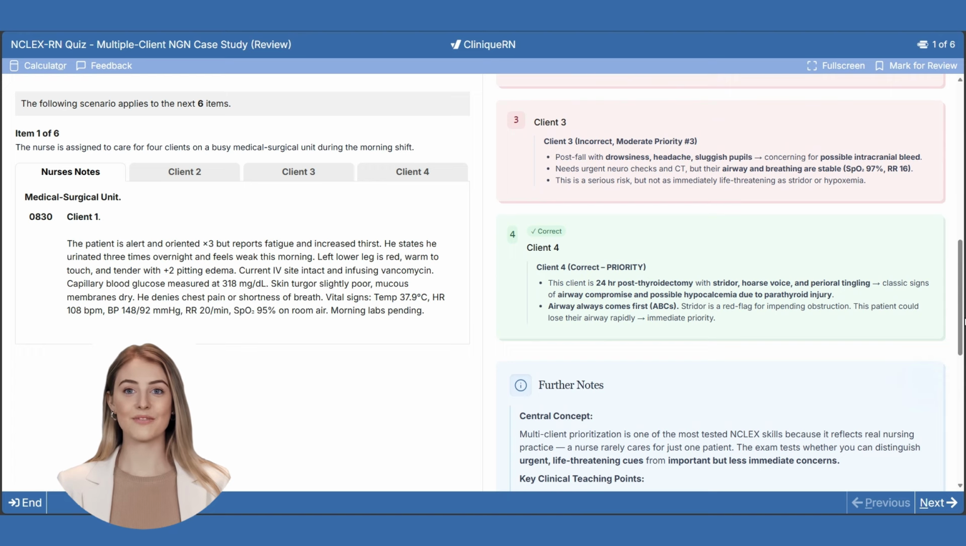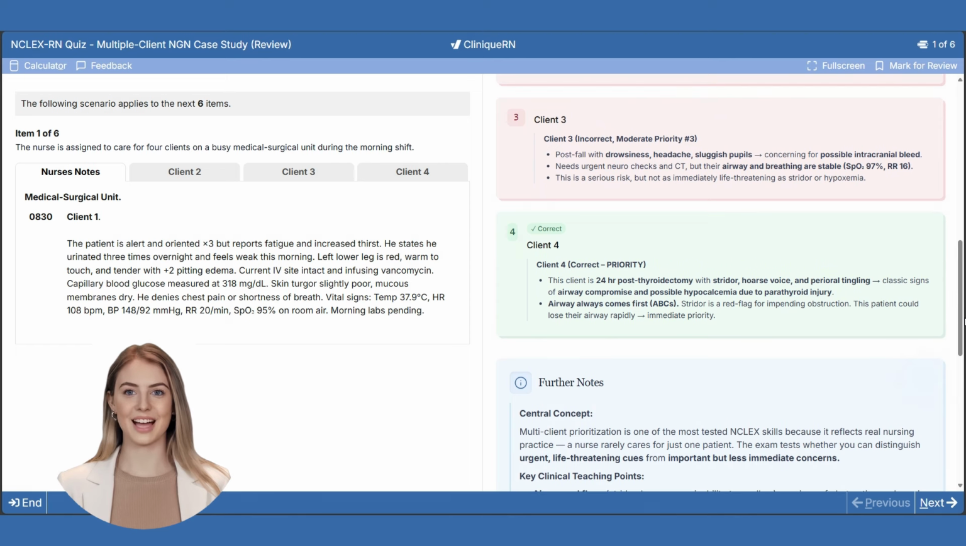This client is 24-hour post-thyroidectomy with stridor, hoarse voice, and perioral tingling. That's classic signs of airway compromise and possible hypocalcemia due to parathyroid injury. Airway always comes first, ABCs. Stridor is a red flag for impending obstruction. This patient could lose their airway rapidly, which is an immediate priority.